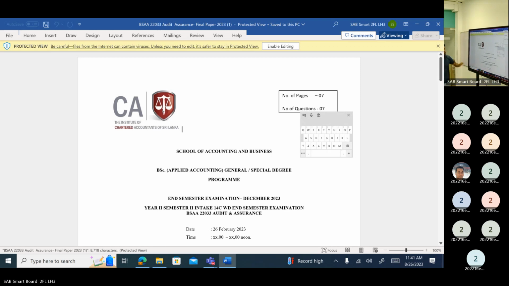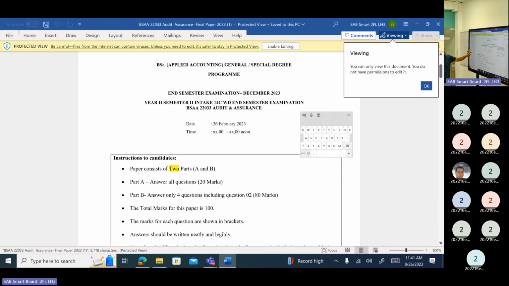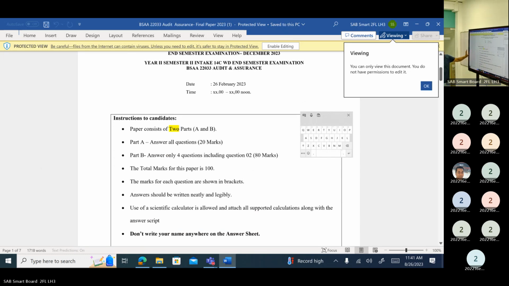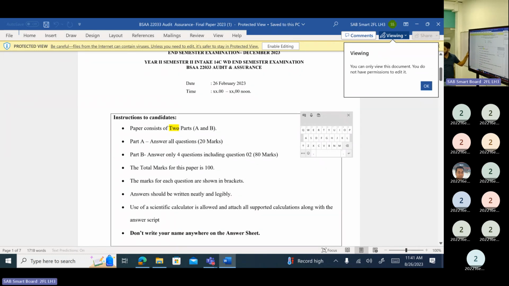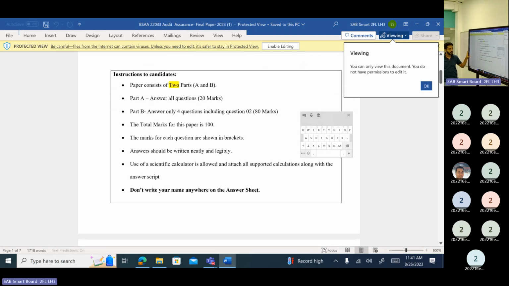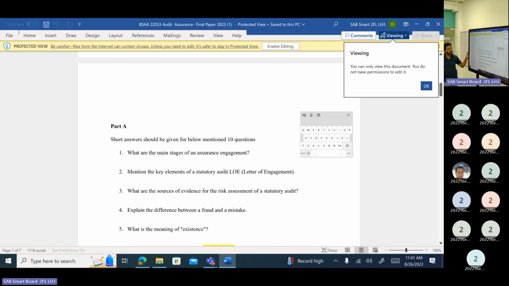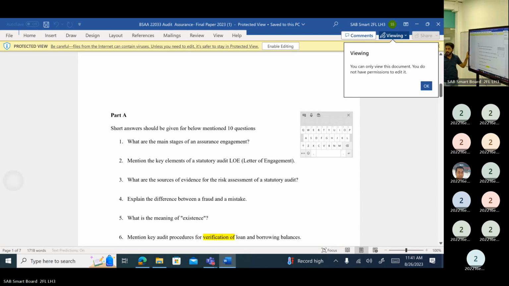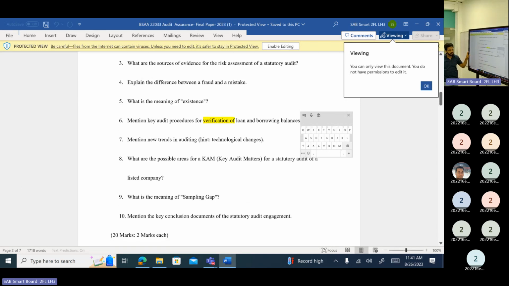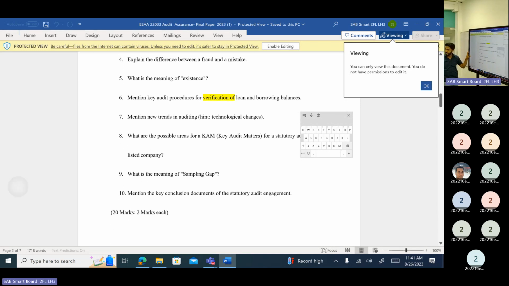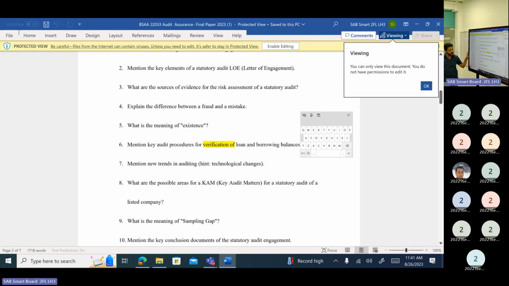Right. The paper, right? Again, we have two parts, A and B. Part A is short answer questions, 20 marks given, 2 marks per question.